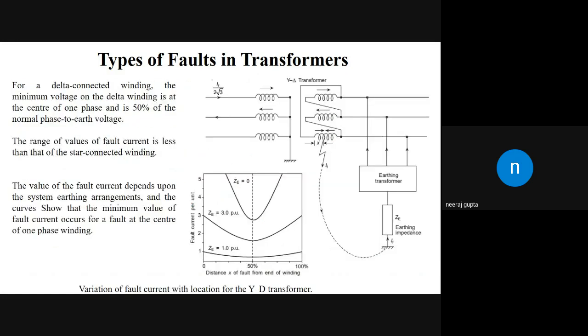Now in another case, we have used an earthing transformer instead of the resistance, and one observation has been made. When a graph is plotted between the fault current in per unit and the distance x from the end of the winding, we see that at 50%, at the center of the winding, when the fault occurs at the center of the winding, the fault current is minimum. So these are some of the observations made by different researchers.